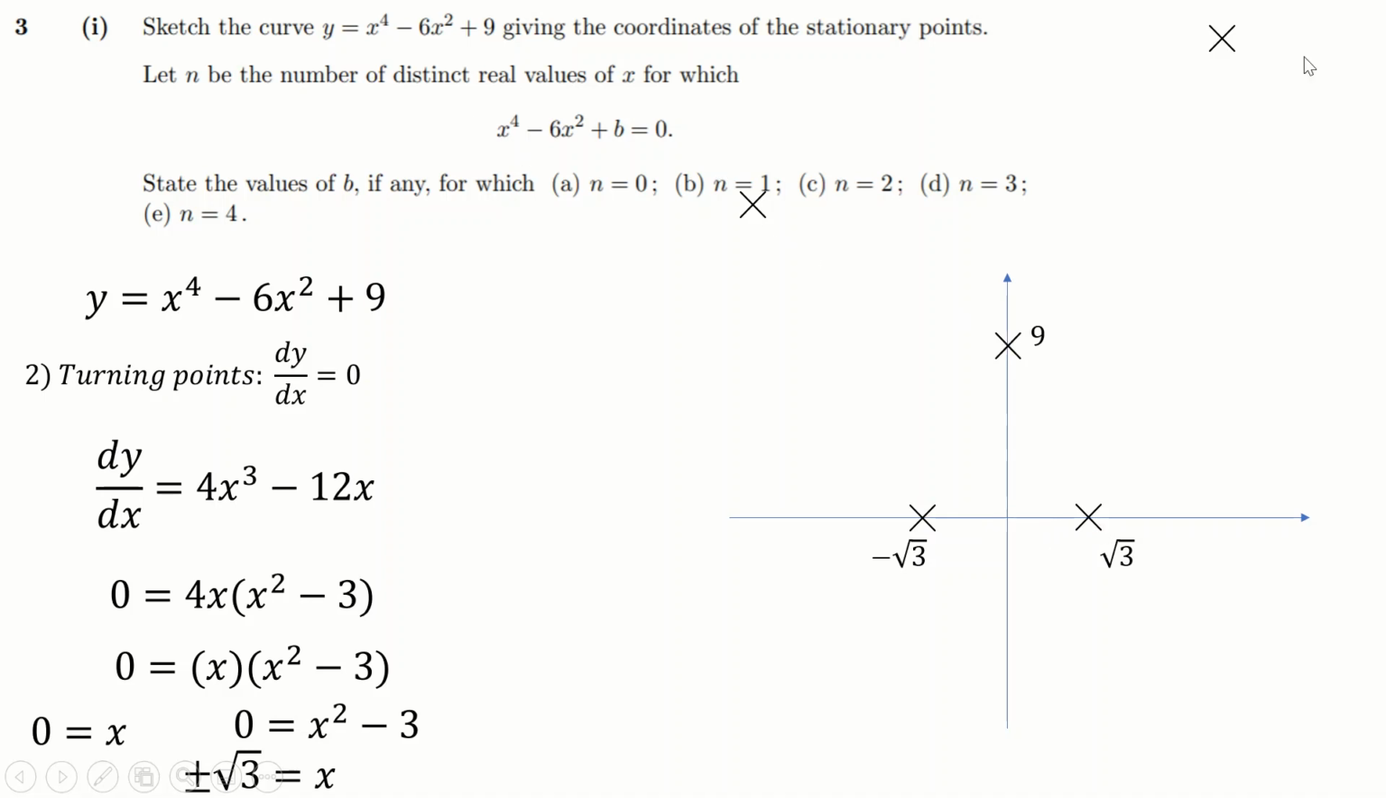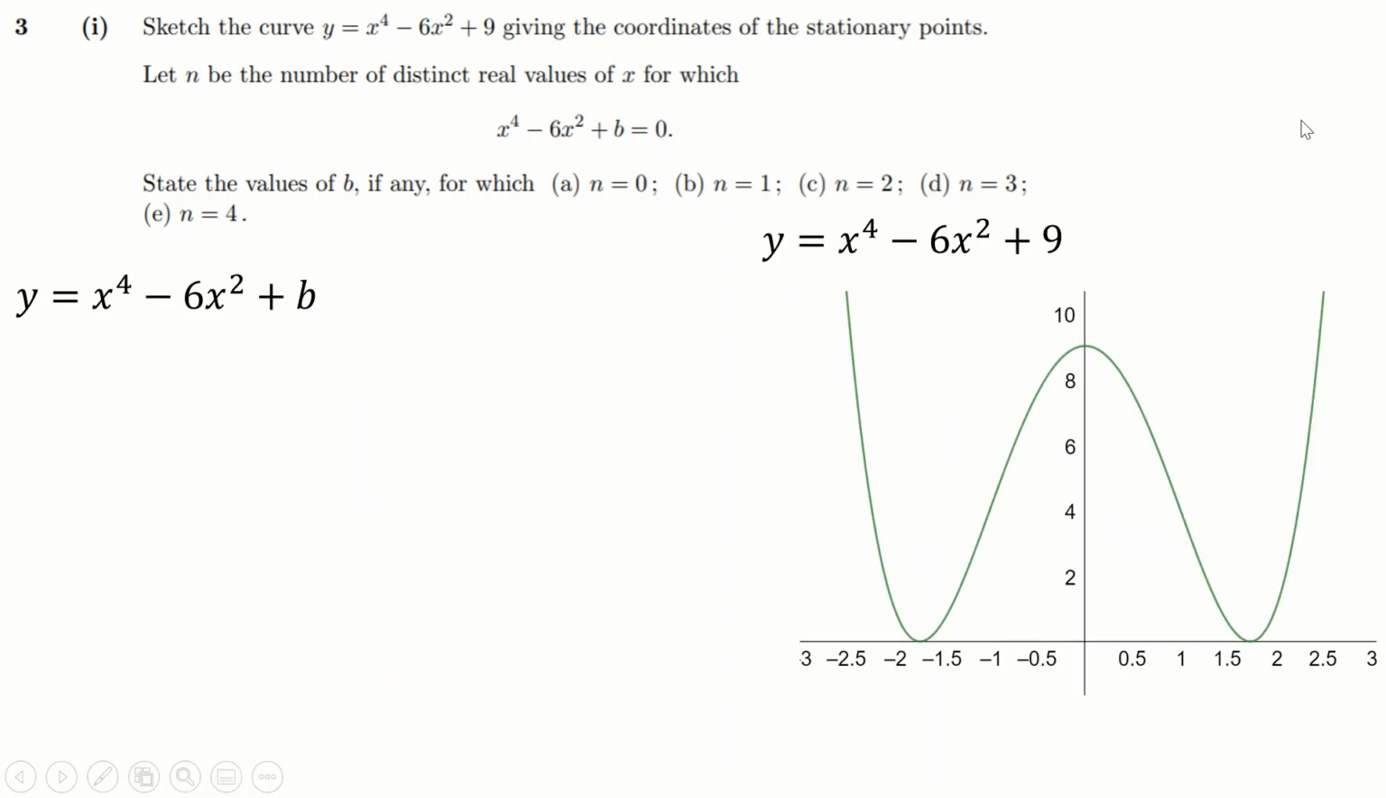It goes roughly over here and roughly over here, so it's going to end up looking like that. And if you put this into a graphing tool, it makes it look much better, and it looks exactly like this. Excellent.